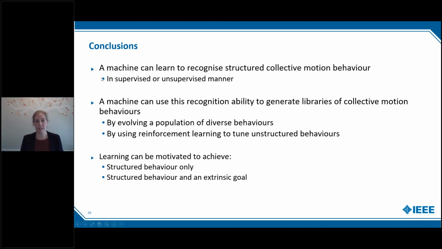And the machines can use this recognition ability to generate libraries of collective motion behaviours. So we were able to do this in two different ways, by evolving populations of diverse behaviours and by using reinforcement learning to tune different behaviours. And we were also able to learn the structured behaviours only, or the structured behaviours in the presence of an extrinsic goal, such as searching for a target.